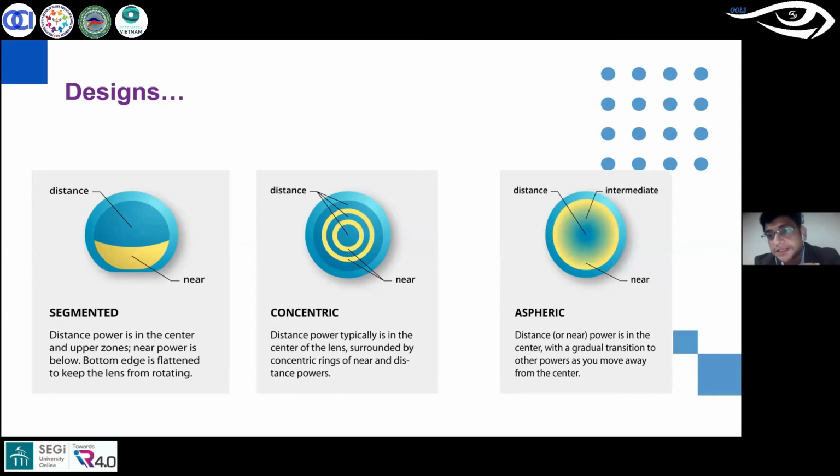Then what happened was the world became digitalized, right? We all know the banks, the libraries, everything became digitalized, and the mall culture came up. So the intermediate zone was very, very important for the patients. And that is why we found that a lot of patients were not comfortable with the concentric design because of the need to see the intermediate. And then the new design that was introduced into the world was called aspheric design. And this design has the distance, the intermediate, and the near zone, all three together.